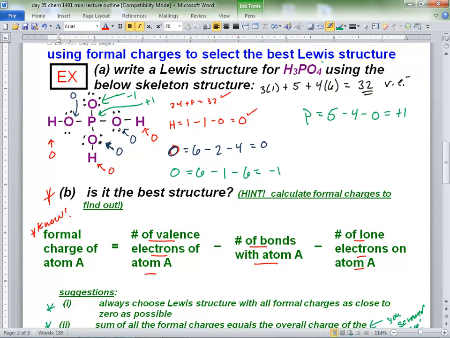Let's back up. What's the charge on this? 0. So I better add up all those hydrogens, that phosphorus, and those 4 oxygens. I better add up all those formal charges, and I better get 0, because that's the overall charge. And I do. In this case, I do get 0. Okay, but I don't have all zeros.